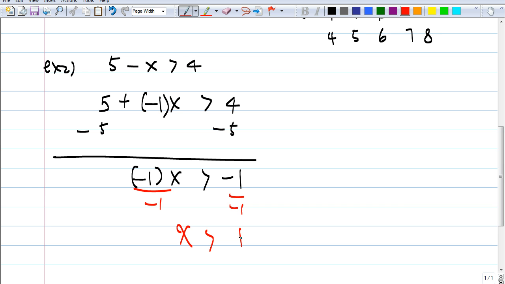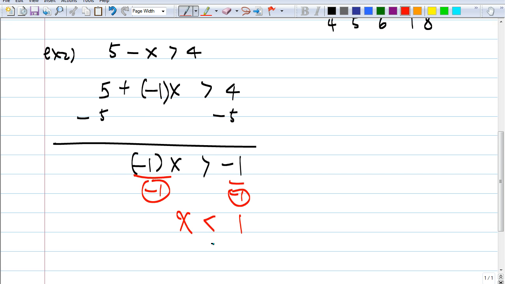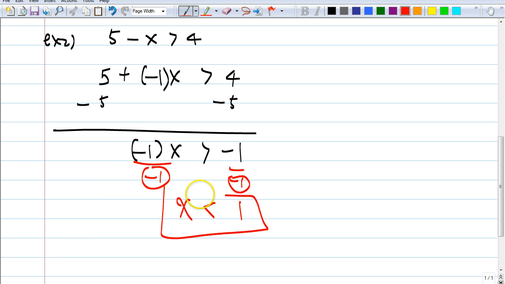Is this right? No, this is how you get it wrong. Why is this wrong? I'm dividing by what kind of number? What happens to the inequality symbol? It reverses. Otherwise, it would not be equivalent. You guys remember? So the answer is x is less than 1.